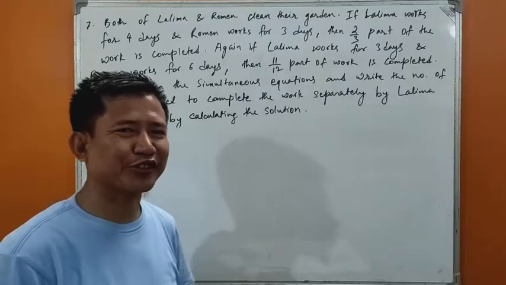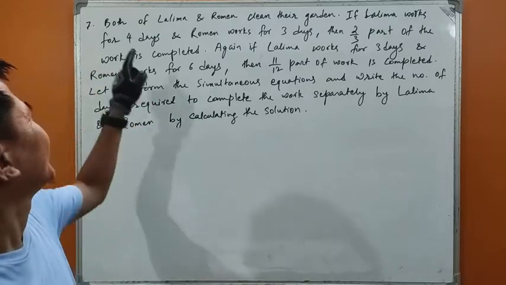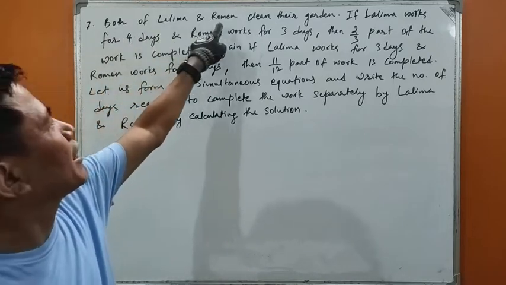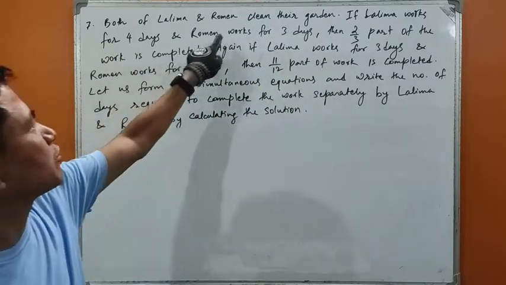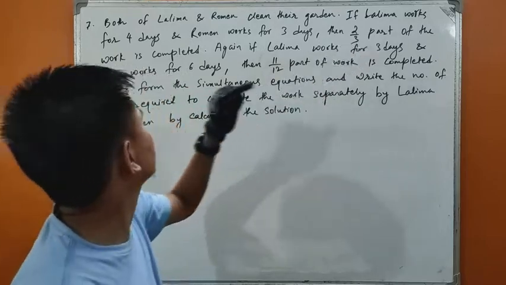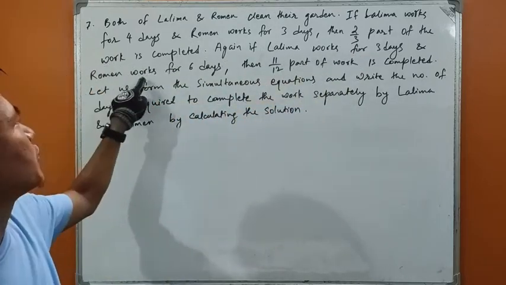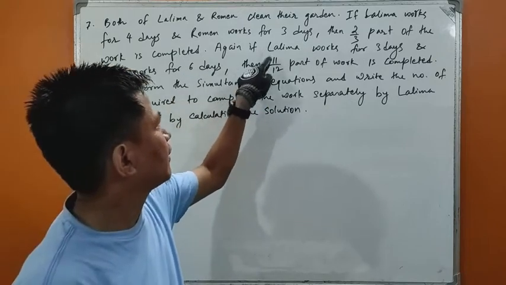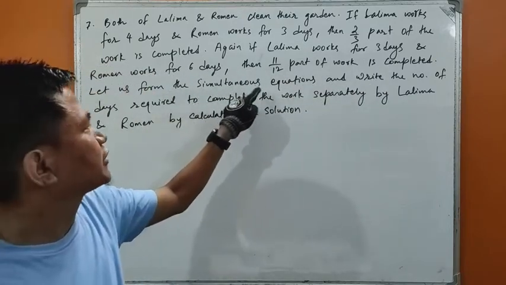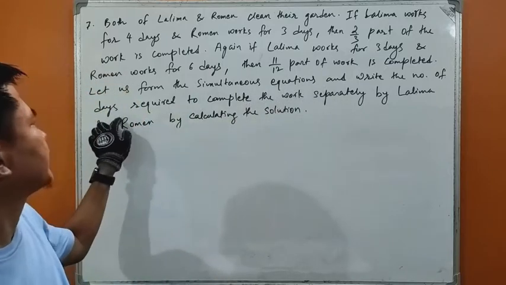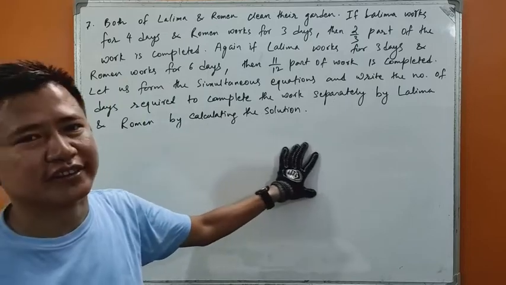Now let us do question number 7 from exercise 5.7, isn't it? Let's read out the question. Both Lalima and Roman clean the garden. If Lalima works for 4 days and Roman works for 3 days, then 2/3 part of the work is completed. Again, if Lalima works for 3 days and Roman works for 6 days, then 11/12 part of the work is completed. Let us form the simultaneous equations and write the number of days required to complete the work separately by Lalima and Roman, calculating the solution.